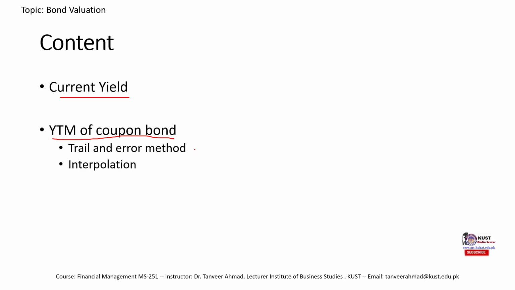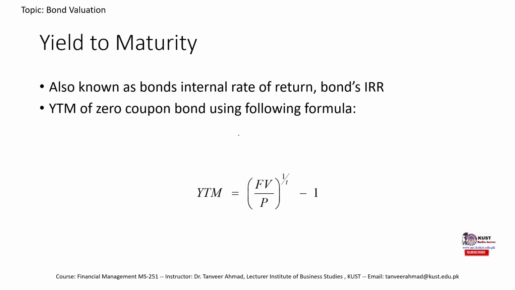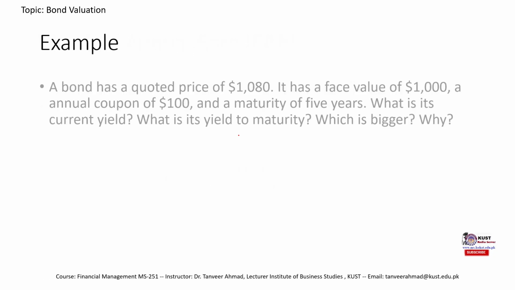In this lecture we will discuss how to find the YTM of a coupon bond, and there are two methods that we are going to cover in this lecture. First one is the trial and error method, and the second one is interpolation. So let's move to our topic. So we will start with an example.